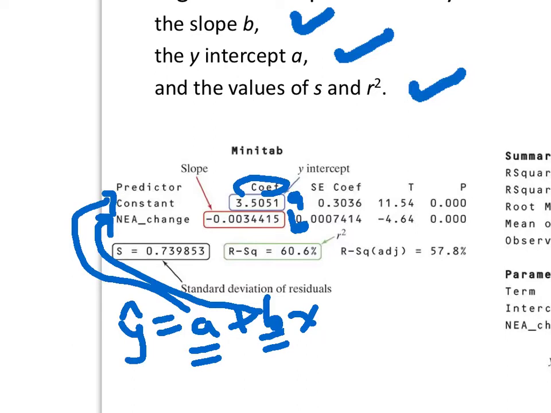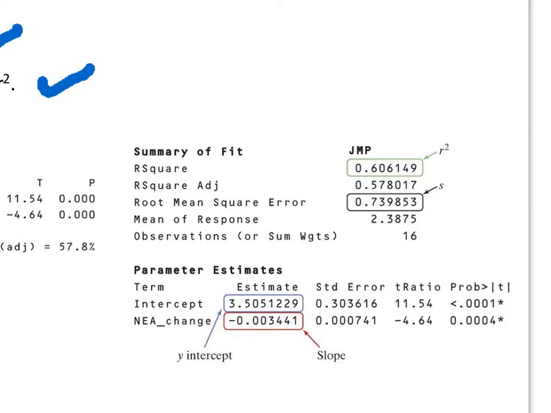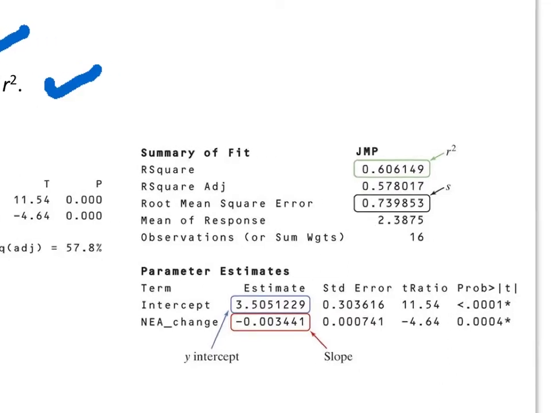Okay? The s and the r squared are not hard to find because they use the traditional notation of s, again the standard deviation, and r squared, which is in this case 60.6%. It's pretty obvious which those two are. Okay, let's take a look at JMP, which is another computer application for calculating stats. Here, the r squared is relatively easy to find because it says r squared there. So that's my r squared value. And this root mean square error is a fancy term that means the standard deviation. So that's the s, and we've got to be able to pick that value out from there.